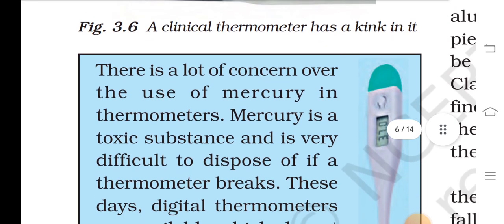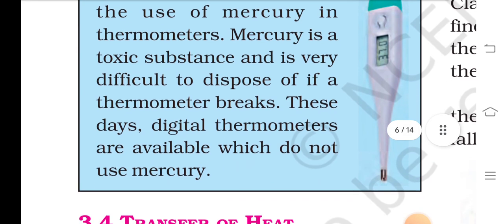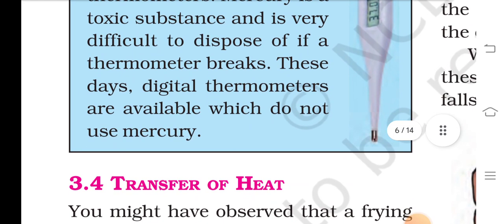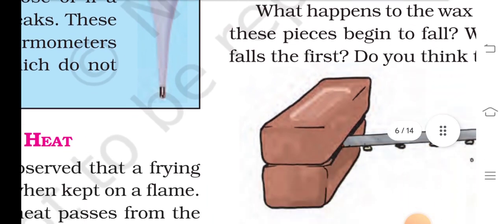There is a lot of concern over the use of mercury in thermometers. Mercury is a toxic substance and is very difficult to dispose of if the thermometer breaks. These days, digital thermometers are available which do not use mercury.